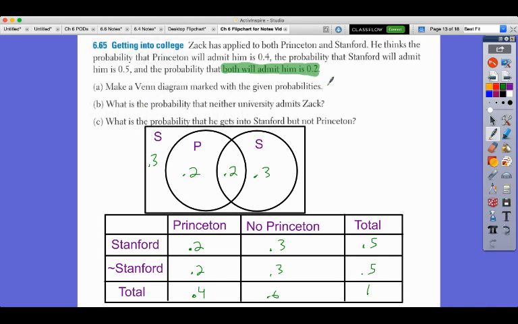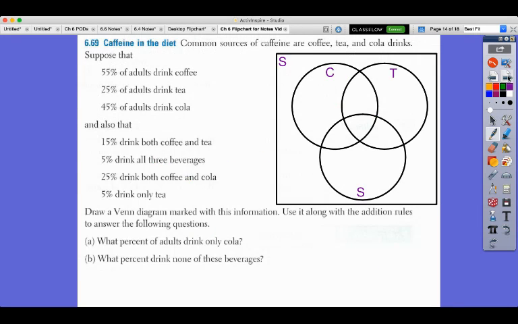Venn diagram, check. Neither, 0.3, neither, 0.3, and, oh, my pen's a little messed up, sorry about that, and Stanford but not Princeton. So Stanford but not Princeton is this 0.3 as well. Stanford, but not Princeton, is 0.3. All right? So let's try a crazier one.